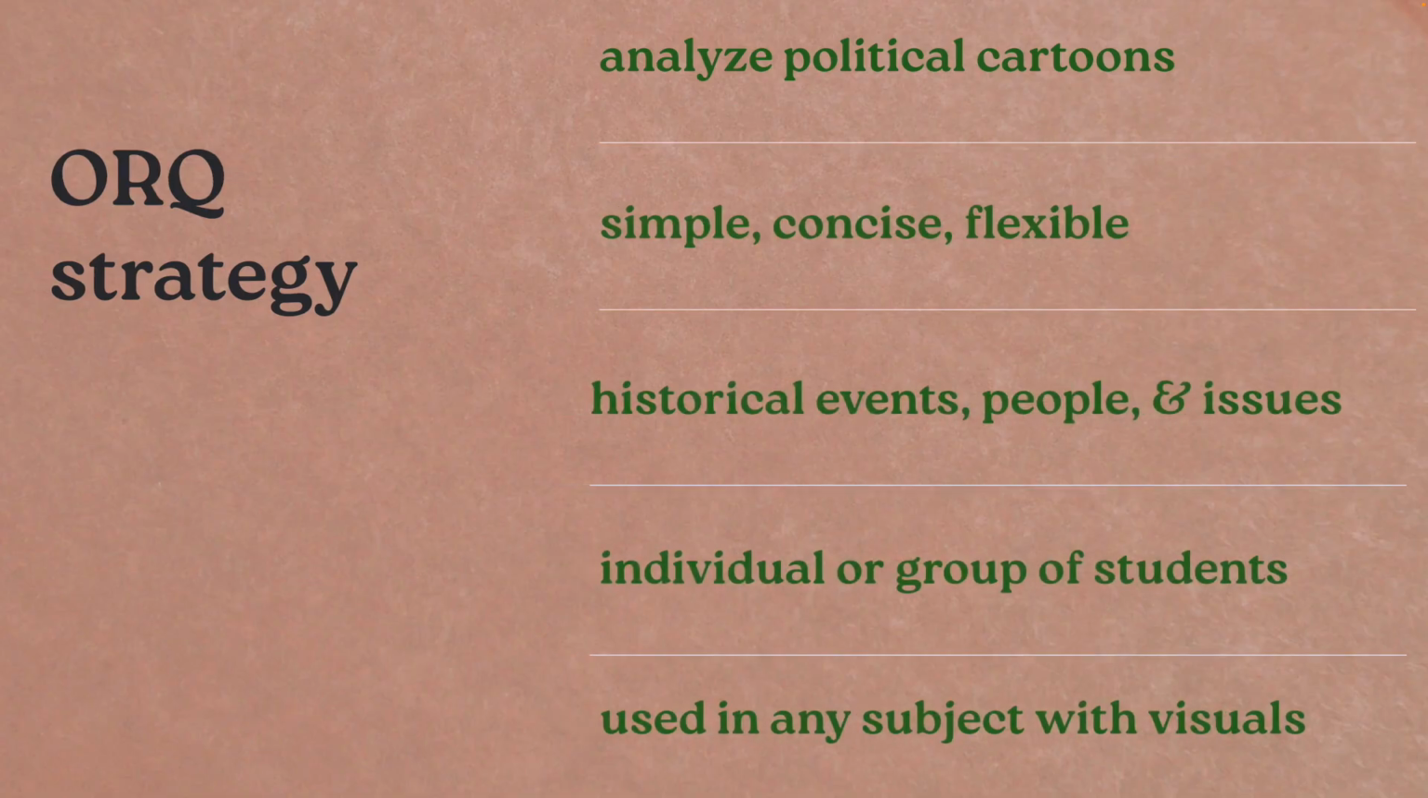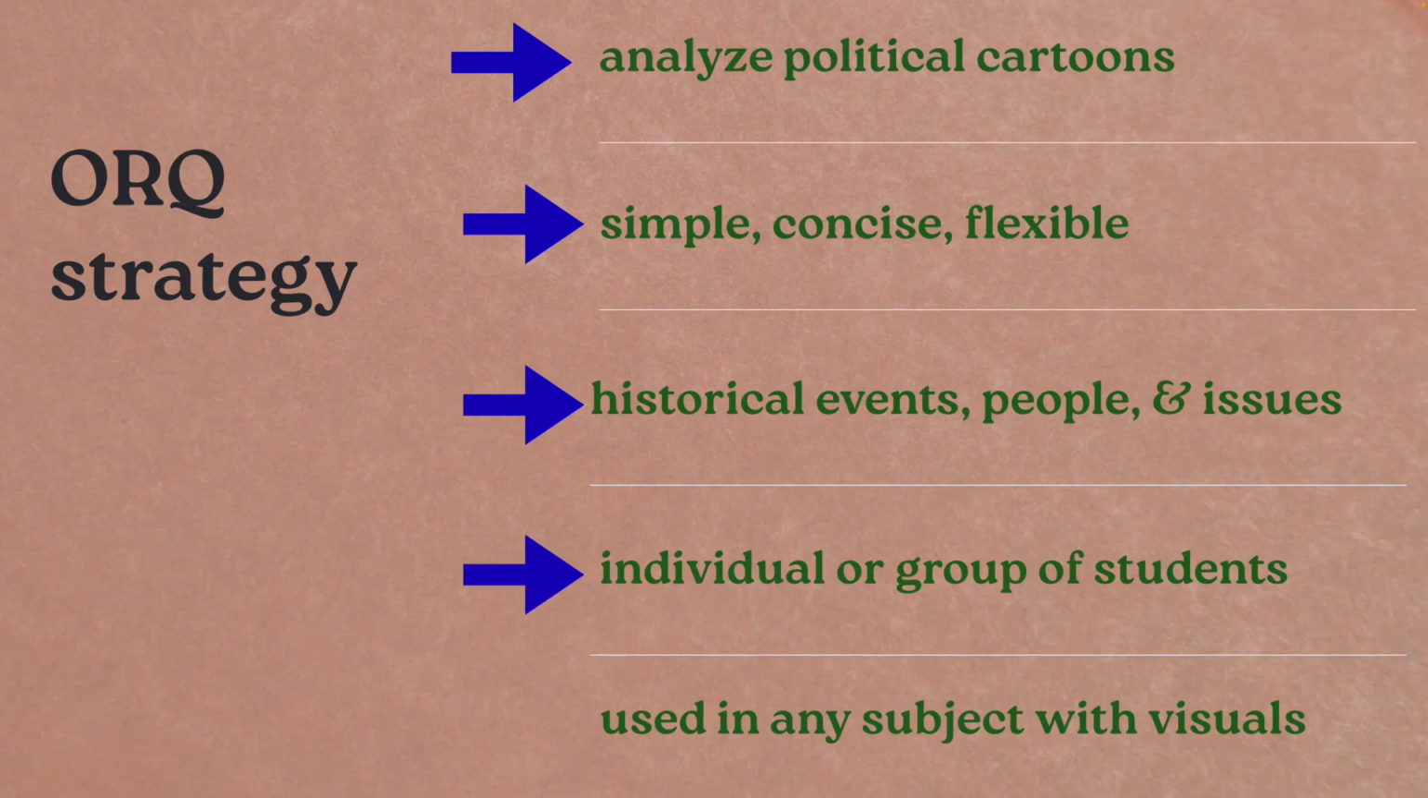In this video, we learned that the ORQ strategy is a powerful tool for helping students analyze political cartoons related to a specific historical era. It is simple, concise, and flexible, allowing learners to make meaningful inferences about historical events, people, and issues. The strategies to these steps can be applied individually or in collaborative group settings. Also, this strategy is not limited to political cartoons, but it can be used in any subject where students would be required to analyze images.